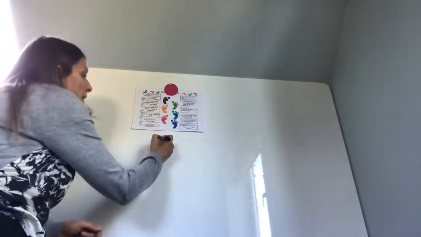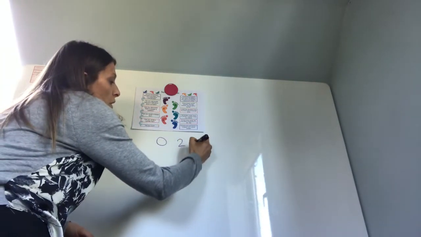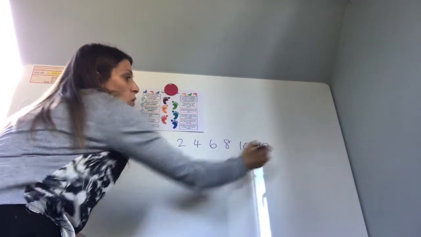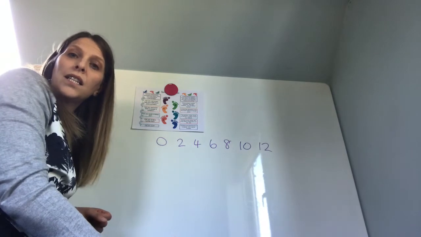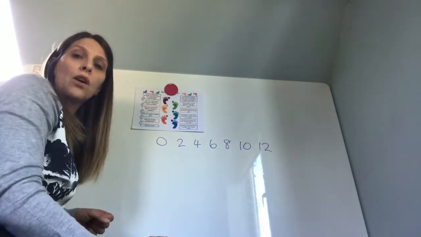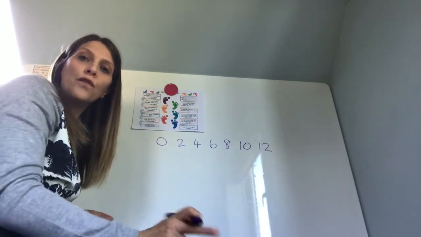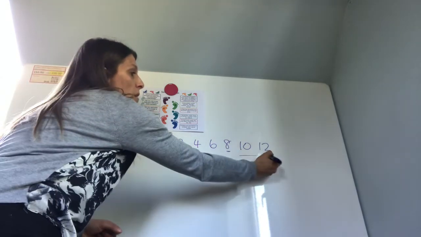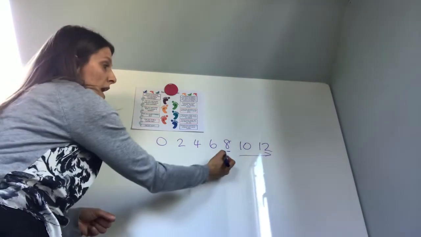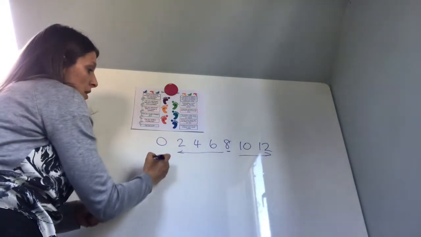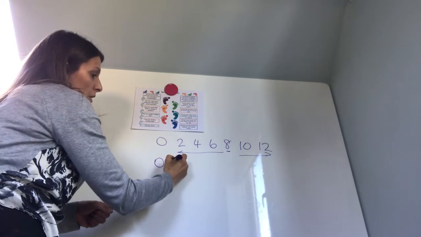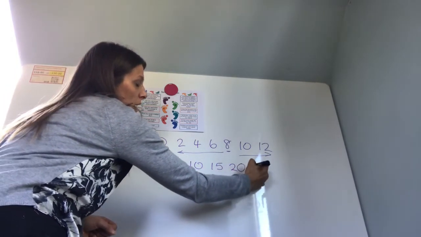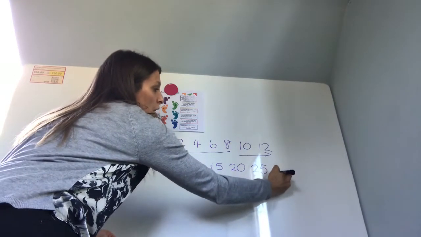Are you ready? 0, 2, 4, 6, 8, 10, 12, 14, 16, 18, 20. Carry on for as long as you feel you can. Remember, you can go forwards and backwards with this. So you might choose to start at 8 and count up, or you might decide to start at 8 and count back in 2s. So again, here we start with 5s, 0, 5, 10, 15, 20, 25, 30.